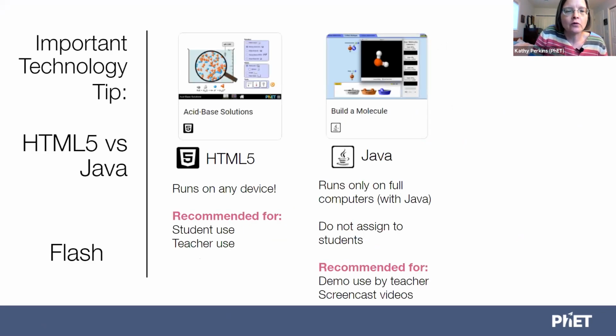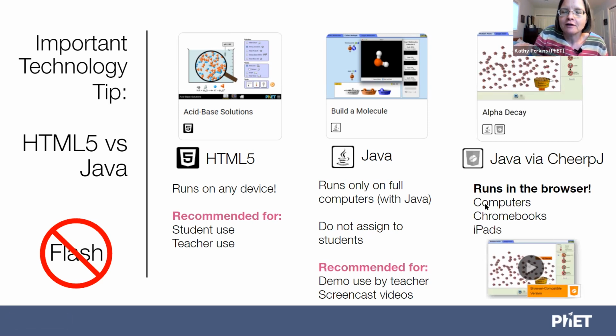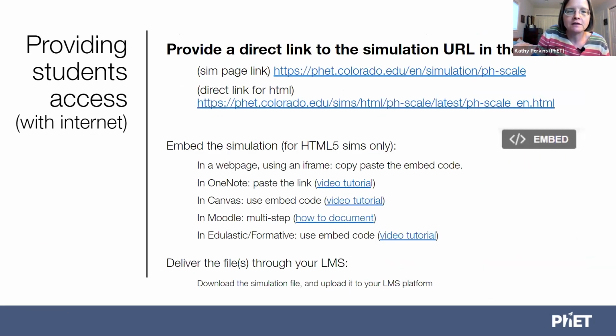Some how-tos. You want to look for HTML5. That's your best bet. Java is hard for students to run, although faculty can run it. Flash is now completely not an option, although we do still show them on our website. You can download the Swift file and run it, but I don't recommend it. We do have this new technology called Java with CheerpJ, which allows the simulations to run in the browser. So for our older simulations that aren't yet converted to HTML5, that provides a lifeline.